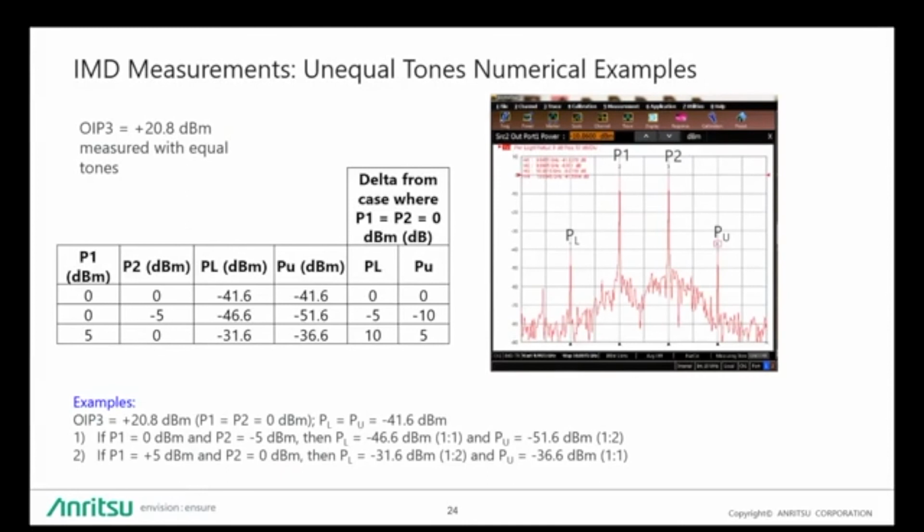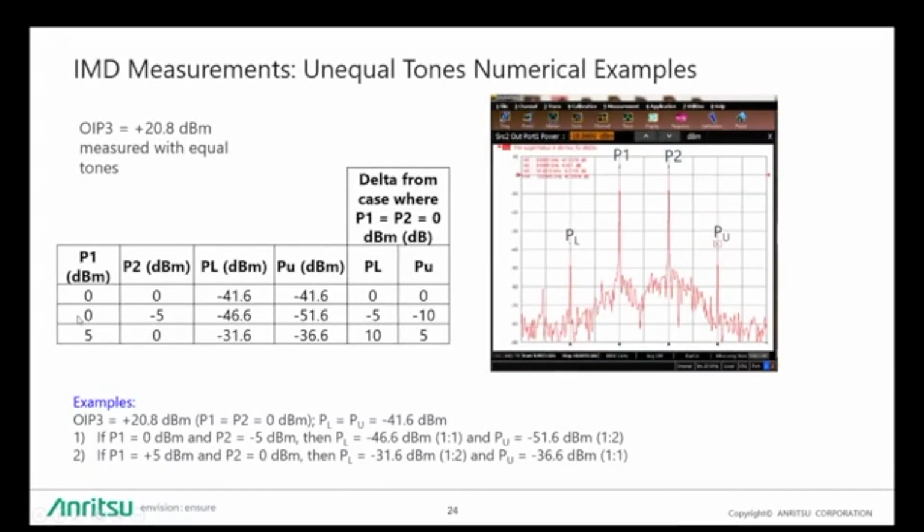So what I have here is 3 cases. Let's talk about the first row. We already know that the output IP3 for this device is in the plus 20.8 or around 21 dBm ballpark. So in the first row, first example here, I have set the output powers of both fundamental tones to 0 dBm, and the output powers of the third order products is around minus 41.6 dBm.